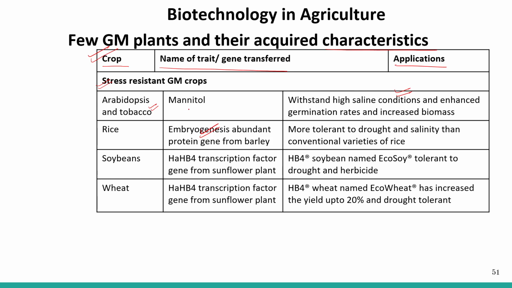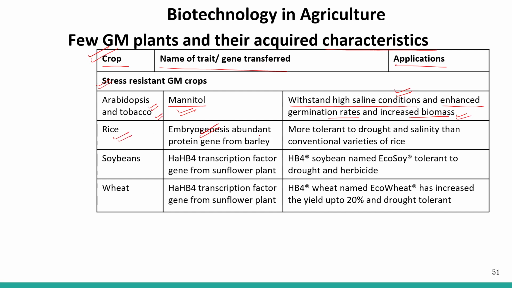The trait or gene transferred is mannitol. That trait helps the plants, Arabidopsis and tobacco, to withstand high saline and high salt conditions, and enhances germination rates and increases the biomass of these two plants.